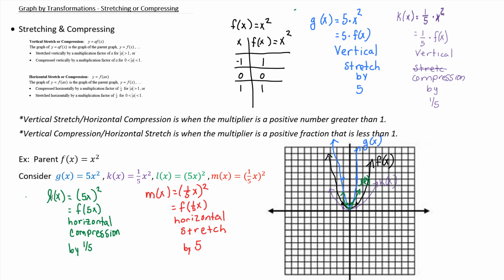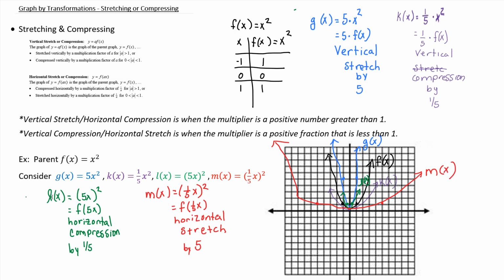So instead of being at -1 here, multiply that by 5, that's going to put you out here at -5. Instead of being at 1 here, if you multiply by 5, that's going to put you out here at +5. And then if you multiply 0 by 5, it's still 0. So notice the vertex didn't change. But you're stretched horizontally, and you can kind of see that your graph is pulled out horizontally. And I know that's not a perfect drawing, but that's our m of x.